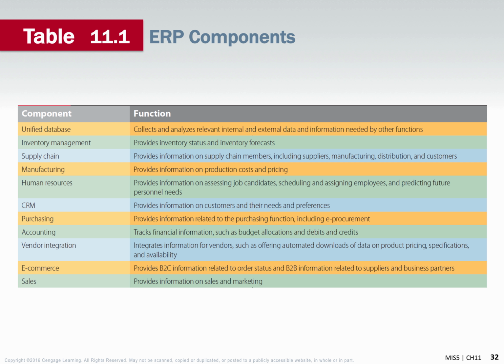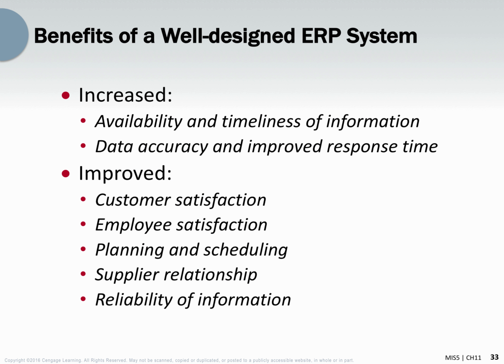Some benefits of a well-designed system are it increases the availability of information. Data is accurate, so you can respond to it quicker. And then satisfaction across the supply chain goes up. Customers are more satisfied when their product gets to them quicker. Employees are more satisfied when they can sell or do these different activities without delay. Planning and scheduling is more accurate. Your supplier and you can have a better relationship because you understand what's happening in each other's world, and information is more reliable.